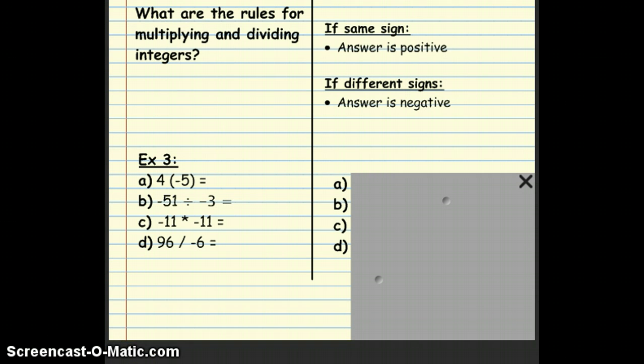Students, this is Miss Johnson back with part 2. We have now added and subtracted integers. Now we're on to working with multiplying and dividing.